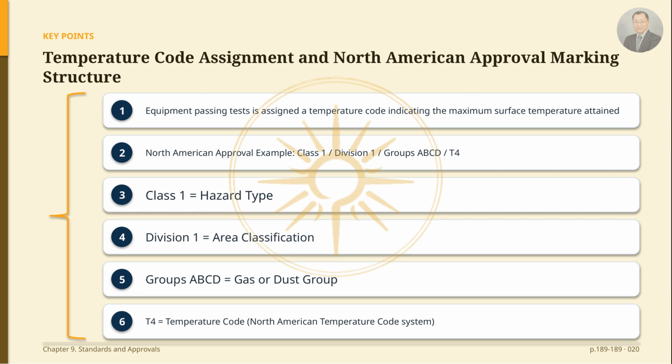A typical North American approval marking consists of 4 parts. For example, let's look at the marking Class 1, Division 1, Groups A, B, C, D, T4. The Class 1 part is the hazard type, and Division 1 is the area classification. Groups A, B, C, D refers to the gas or dust group, and finally, T4 is the temperature code, a value based on the North American temperature code system. By reading these 4 items together, you can tell at a glance which hazardous environments the equipment is suitable for.